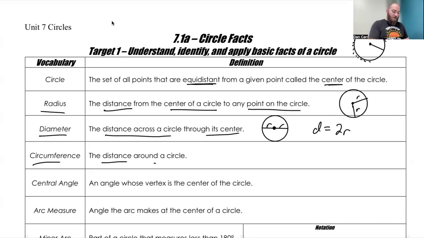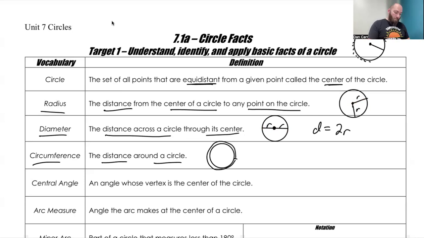Circumference, that is our distance around a circle. So we've always been looking at from the center to the edge or from edge to edge to go across. Now we're looking at the circumference, which is all the way around the circle itself. So for example, I would do this to go all the way around like that.